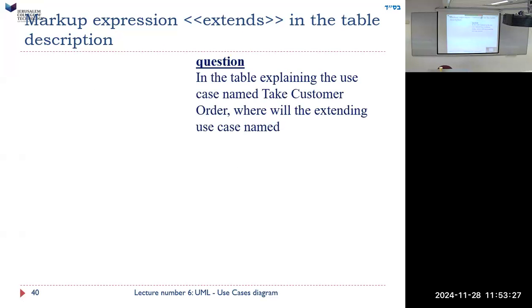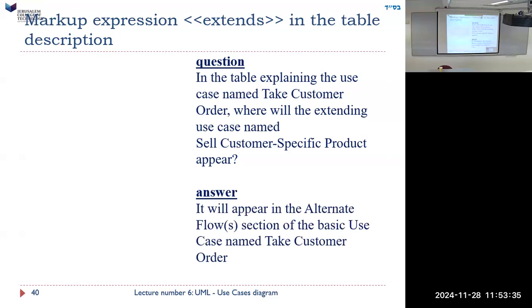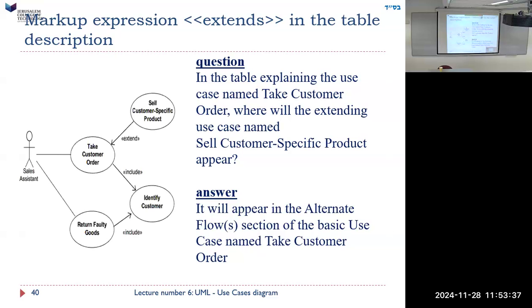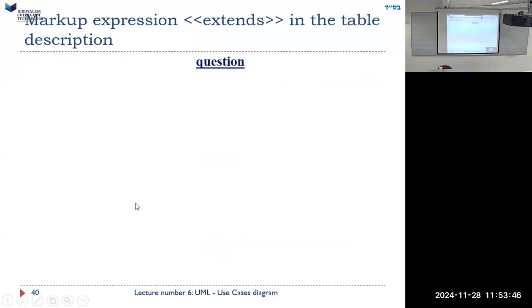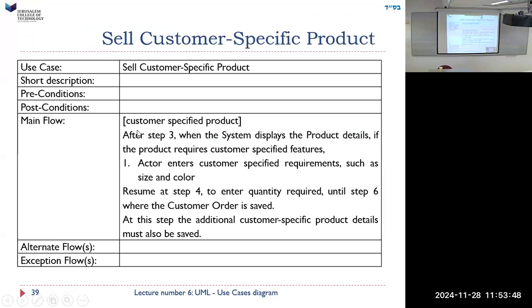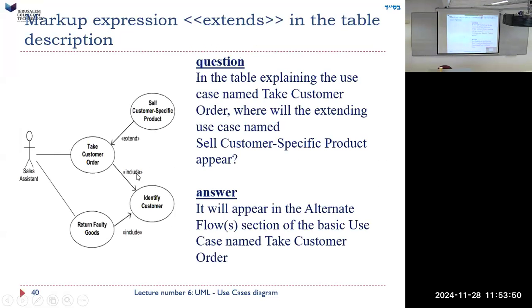In the table explaining the use case, name, take customer order, where will the extension be named? The answer: it will be in the alternate flow section. Here. That's why he wrote, I see, he did, now I understand. It's a cut and paste. Here he just cut and pasted it, I think. But here, let's see.